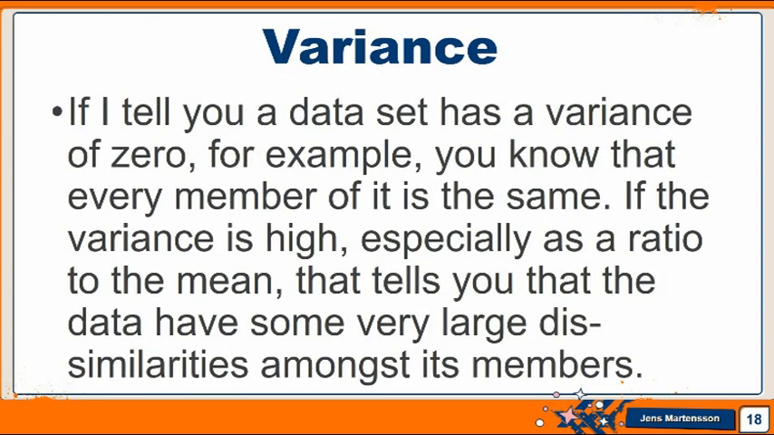Another example: if I tell you a data set has a variance of 0, you know that every member of it is the same. Pag sinabi natin na ang variance is 0, ibig sabihin, nasa isang lugar lang ang data. If the variance is high, especially as a ratio of the mean, that tells you that the data have some very large dissimilarities among its members. Kapag tumaas ang value ng variance mo, ibig sabihin, ang data mo ay pwedeng malayo sa center. Yun ang role ni variance.